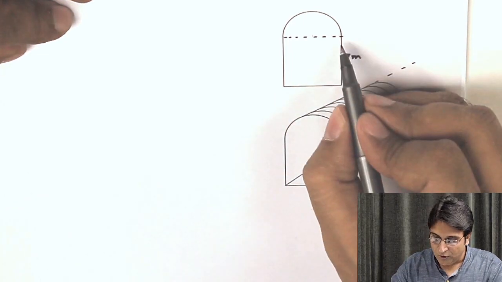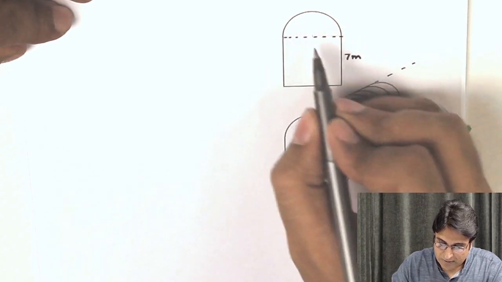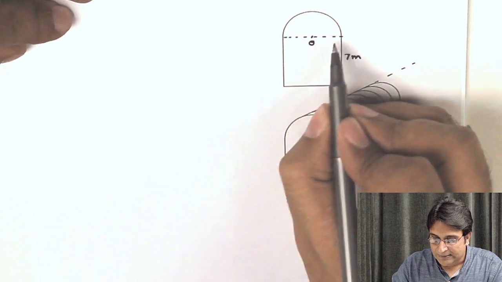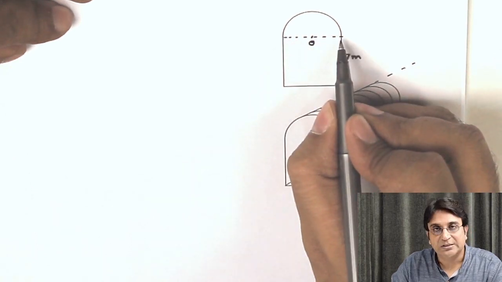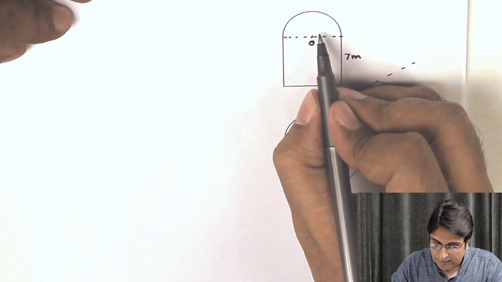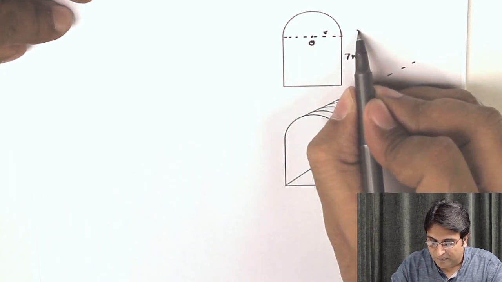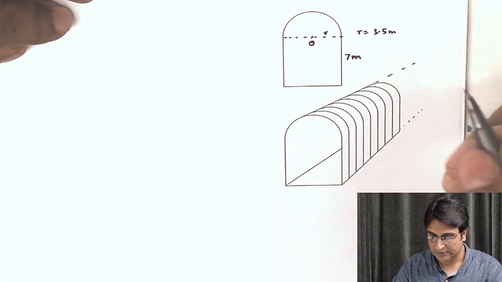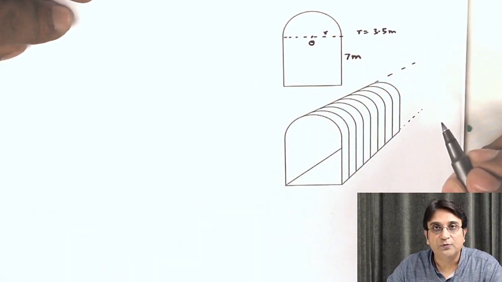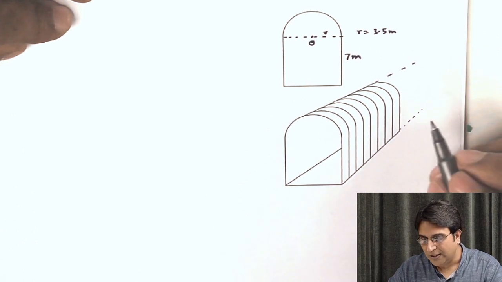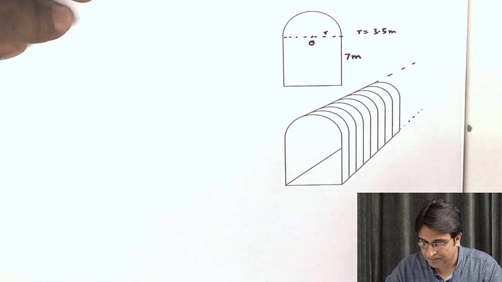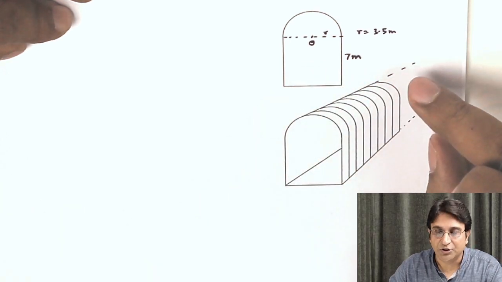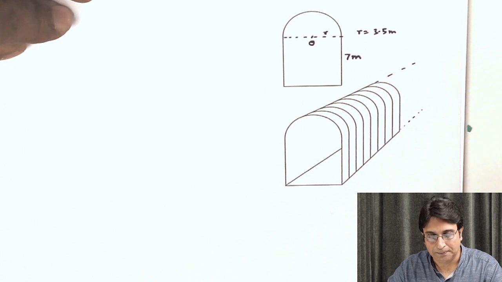So this is 7 meters. If this is the semicircle, let's say this is the center O, and since this is a square, the diameter is going to be 7 meters as well. Therefore, the radius here, let's call it R, is going to be 3.5 meters or 7 by 2 meters. The tunnel itself is 57 kilometers long, and for the time being, we'll assume that it is straight. So now with this cross section, when you extend the cross section, this is the shape that you are going to get.